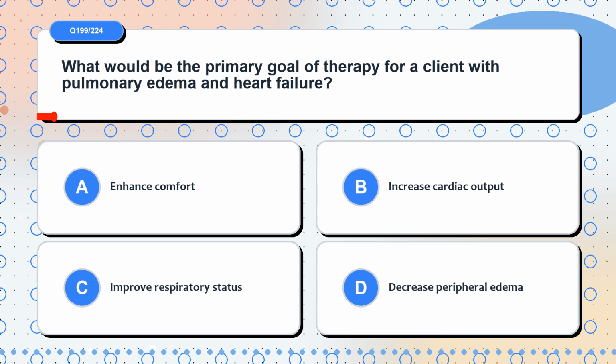Question 199. What would be the primary goal of therapy for a client with pulmonary edema and heart failure? Here are the options. Option A. Enhance comfort. Option B. Increase cardiac output. Option C. Improve respiratory status. Option D. Decrease peripheral edema.